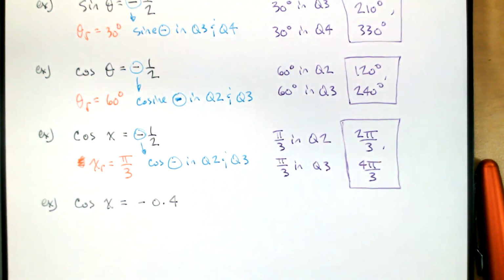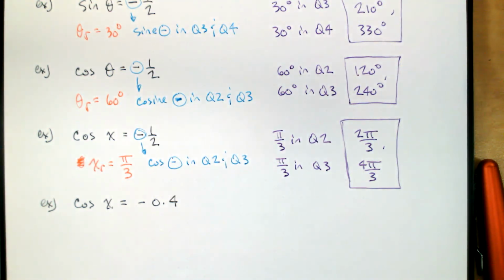Let's suppose that I ask for cosine θ equals negative 0.4. We recognize that 4/10 or 2/5 is not on our list. So this is not from a 30-60-90 triangle or a 45-45-90 triangle. That means we're going to have to call in some calculator backup.